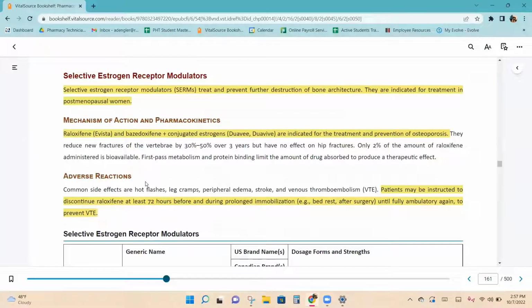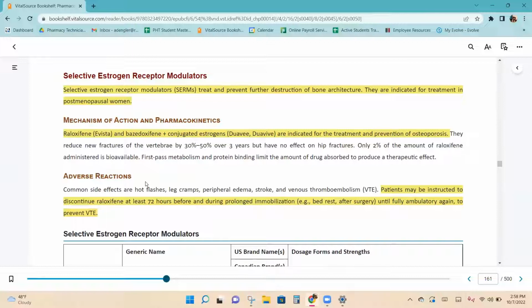Selective estrogen receptor modulators, which we call SERMs, treat and prevent further destruction of bone architecture. They are indicated for treatment in postmenopausal women. Evista and Duavee are indicated for the treatment and prevention of osteoporosis. They reduce new fractures of the vertebrae over 3 years by 30 to 50%, but they have no effect on hip fractures. Only 2% of the amount of raloxifene administered is bioavailable. First pass metabolism and protein binding limit the amount of drug absorbed to produce a therapeutic effect.